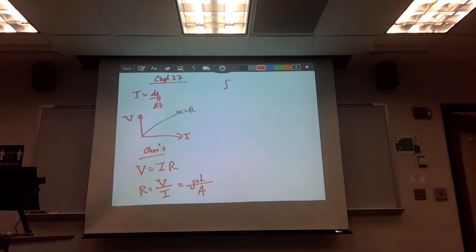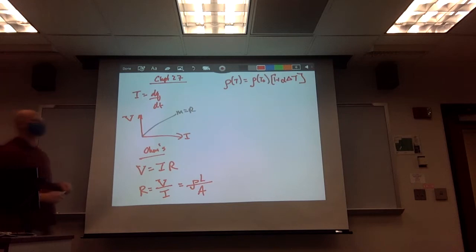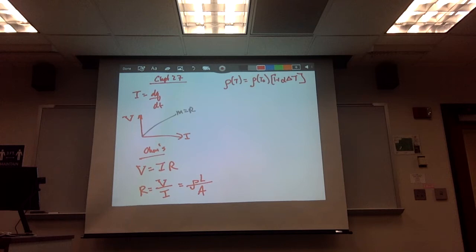While resistivity is in general temperature dependent, resistivity at a temperature T is equal to the resistivity at a reference temperature, call it T0, times 1 plus alpha times the change in temperature. Alpha here is the coefficient of thermal resistivity, I believe is what it's called. So this rho is a material property. Is this rho a material property? Yes, this is material dependent.